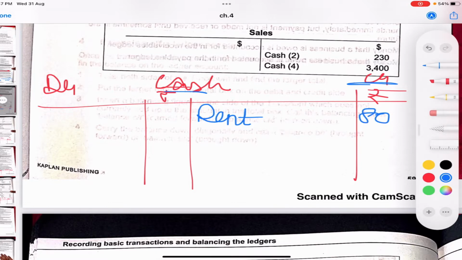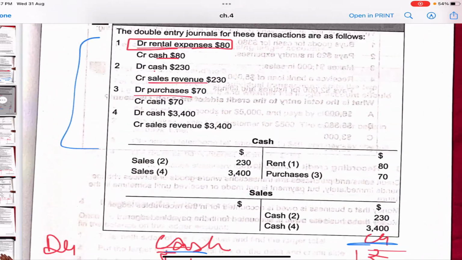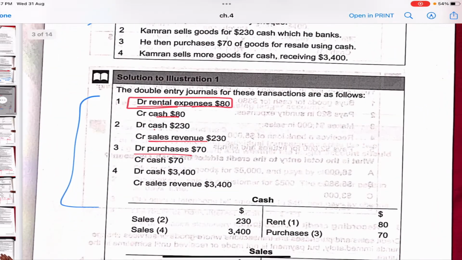Just as we have written in the journal entry, the same thing we need to put it down in the ledgers. So it was rent debit, cash credit. So here we have cash getting credited with rent, and in the rent account cash was here. Why? Because rent was getting debited, right? Moving on to the next solution.